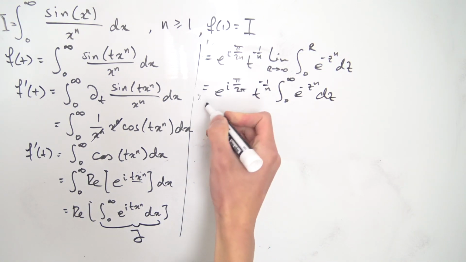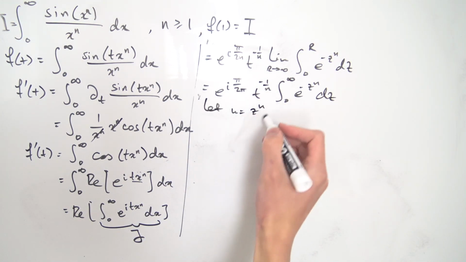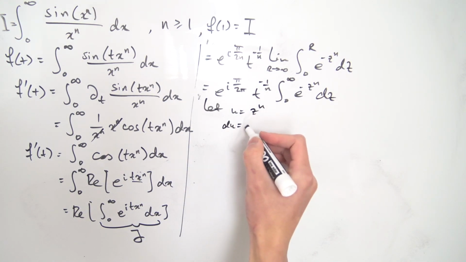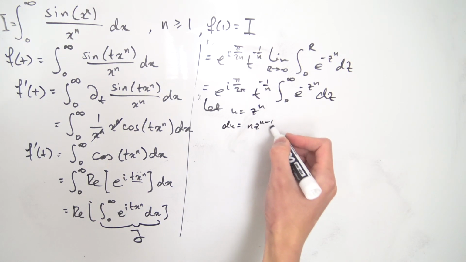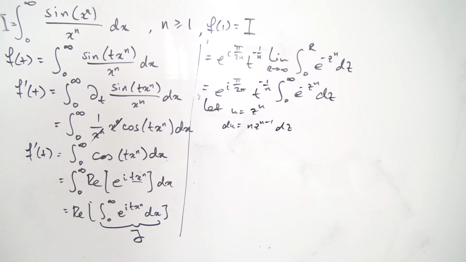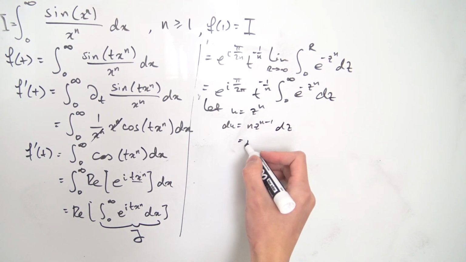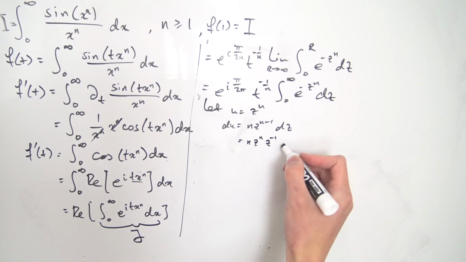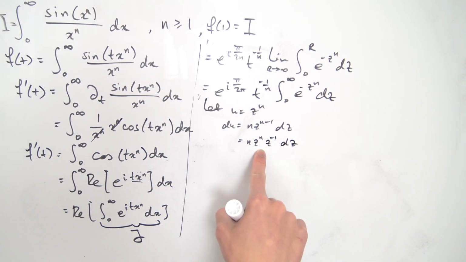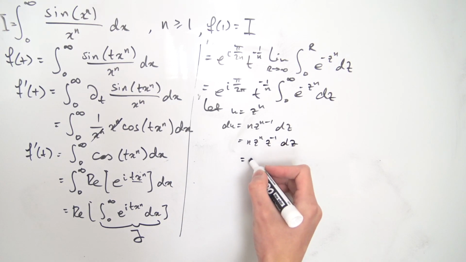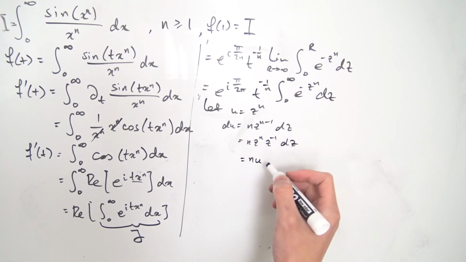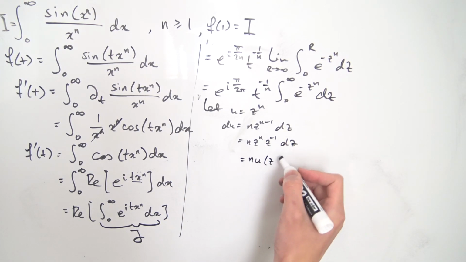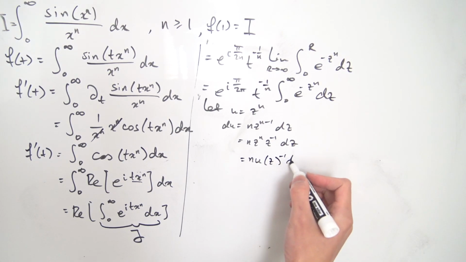So let u be equal to z to the n, which means du is equal to n z to the n minus 1 dz. Just some basic power rule right there. But notice we can split this up a little bit. So this is n times z to the n and z to the minus 1 dz. But the z to the n, that's exactly our u. So we have n times u, and we also have z to the minus 1 dz.